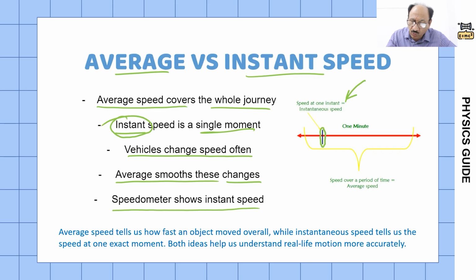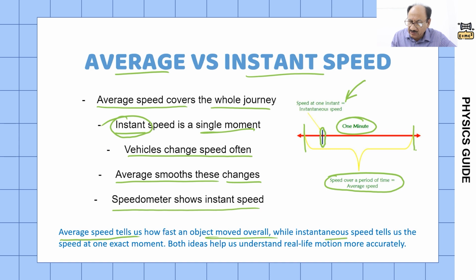And the whole journey from this place to this place is like a 1 minute journey, and this will be over a period of time, which is average speed, where we check the total distance covered with the total time. Average speed tells us how fast an object moved overall.